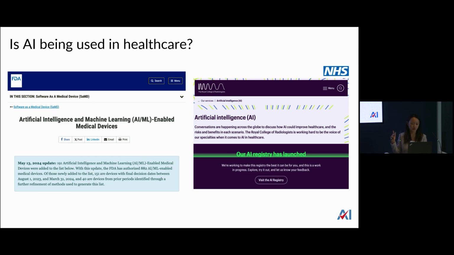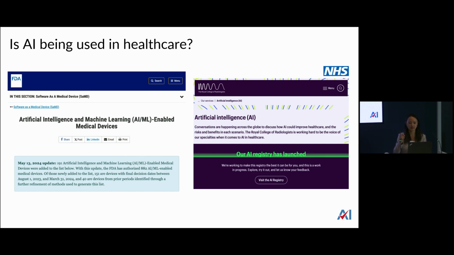The Royal College of Radiologists in the UK has recently started curating a list of what is actually being used in the National Health System. And we have about 44 imaging products, so radiology products being used in the NHS. So it's quite a big delta between those two numbers.